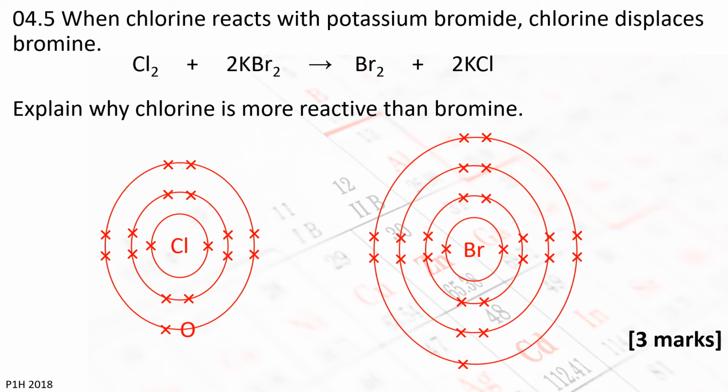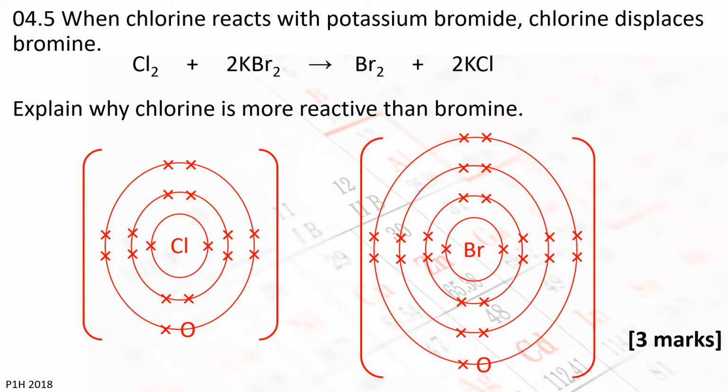When chlorine reacts, it accepts an extra electron. When bromine reacts, it accepts an extra electron. So I've shown the extra electron there as a circle rather than a cross, unlike the electrons which they already had. When they accept those electrons, they become ions. So chlorine goes to chloride and bromine goes to bromide, and we show that they are ions using square brackets. Because they've got an extra electron, they now have an additional negative charge. So looking at the electron structure, why is it more likely for chlorine to gain an additional outer shell electron? So that's what the question is really about.